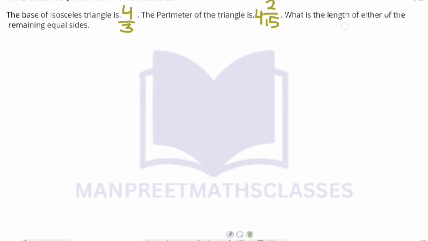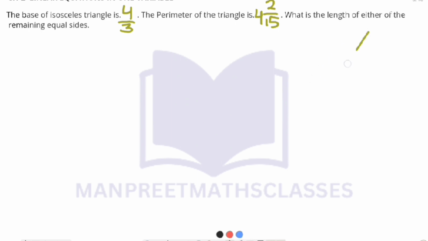Now our next question is, the base of an isosceles triangle is 4 upon 3 centimeter. The perimeter of the triangle is 4 whole 2 by 15 centimeter. What is the length of either of the remaining equal sides? ये एक isosceles triangle है. What is an isosceles triangle? जिसकी 2 sides equal होती हैं. Rather than base, base को छोड़ के बाकी की जो 2 sides हैं वो equal होती हैं.